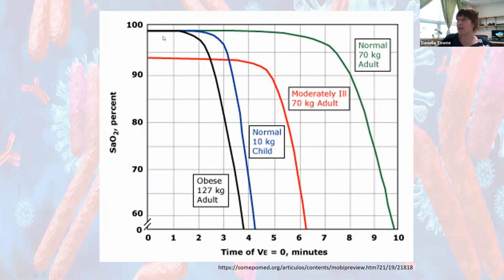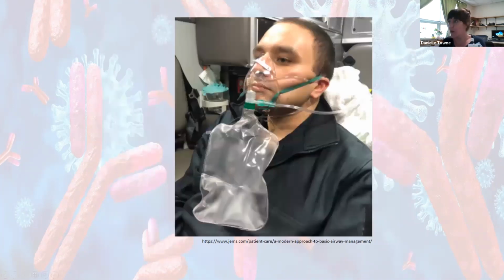All right, children is the blue line, obese adults is this black line. So you can see that they can be otherwise healthy, but just meet one of those 2 criteria and their SpO2 drops even faster. So why is this important? And more importantly, how do we prevent our septic patient from falling off that curve quickly? Well, we pre-oxygenate and we apneic oxygenate, all right?